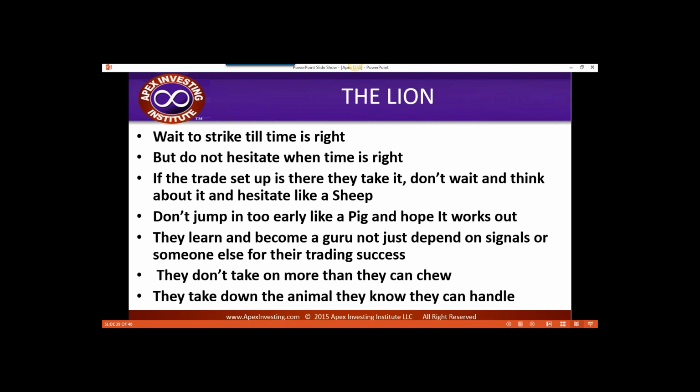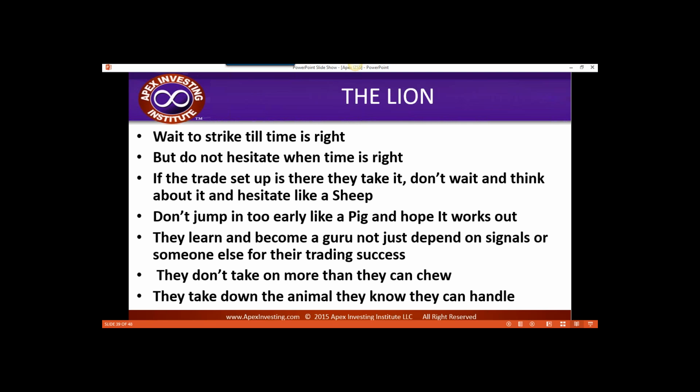And they don't take on more than they can chew. They don't take on a predator. They don't take on a prey that they cannot take down by themselves. AKA, they're not risking too much. They have good risk management. They're not risking a bigger chunk of their account than what they can handle.